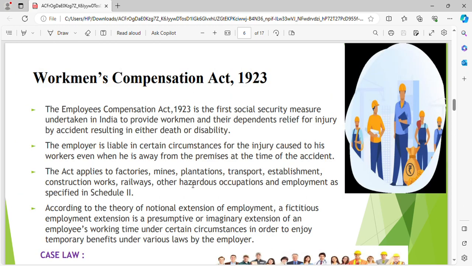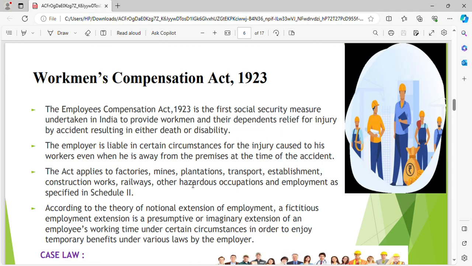Workmen's Compensation Act 1923 speaks about one of the first social security measures undertaken in India to provide workmen and their dependents relief under a particular injury by accident resulting in either death or disability. The employer is liable in certain circumstances for the injury caused to his workers, even when he is away from the premises at the time of an accident.